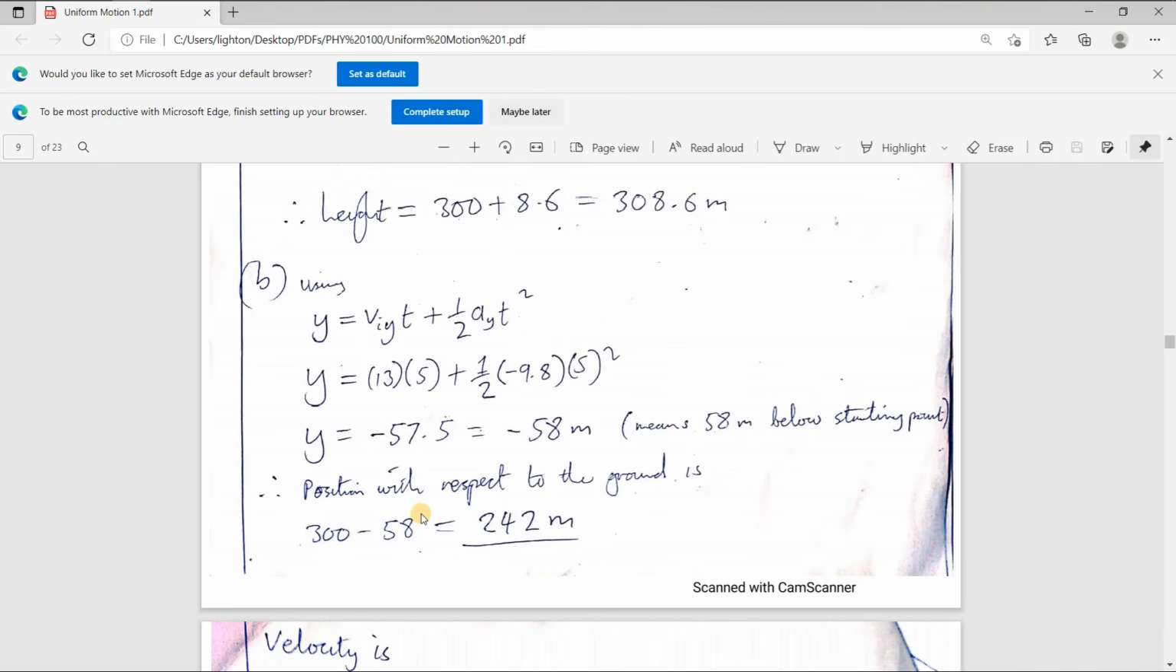Okay, so we're saying that it will be 242 meters below the ground. That is after 5 seconds.